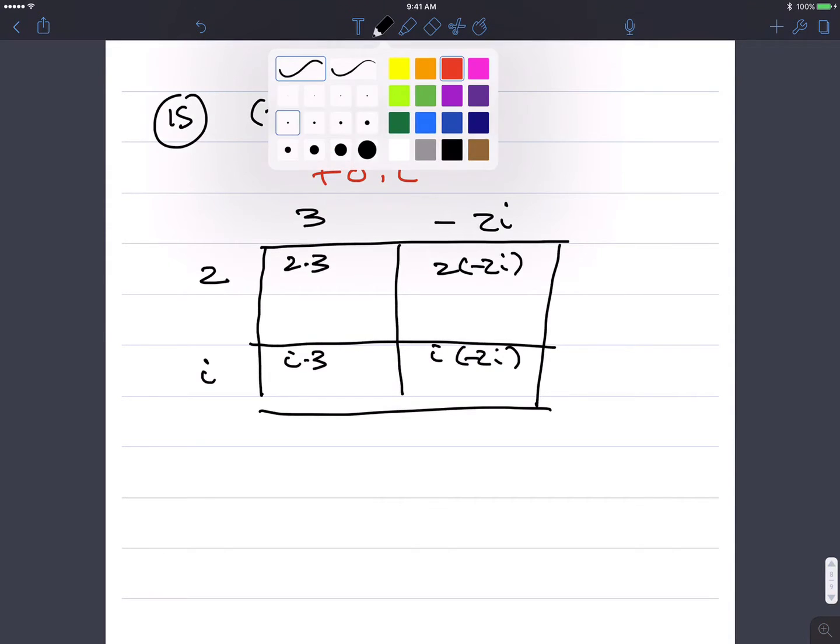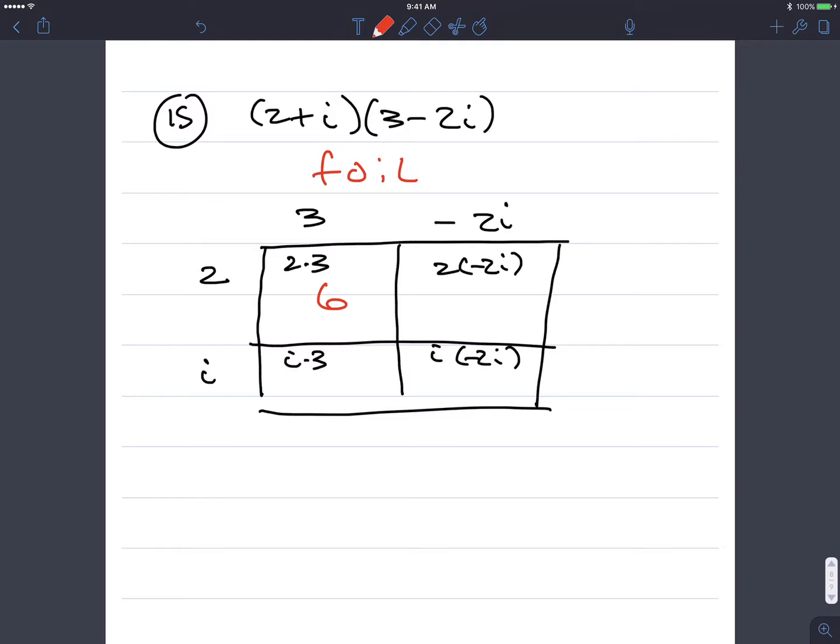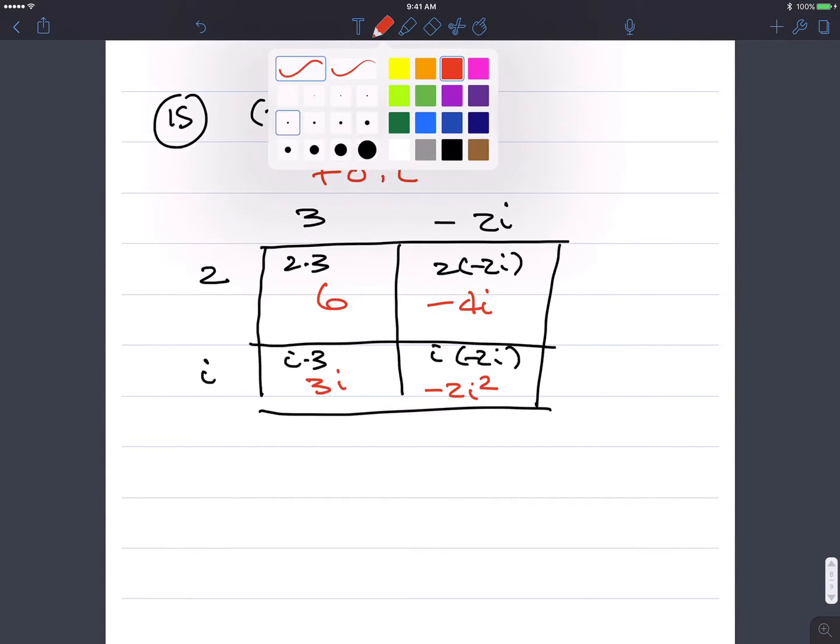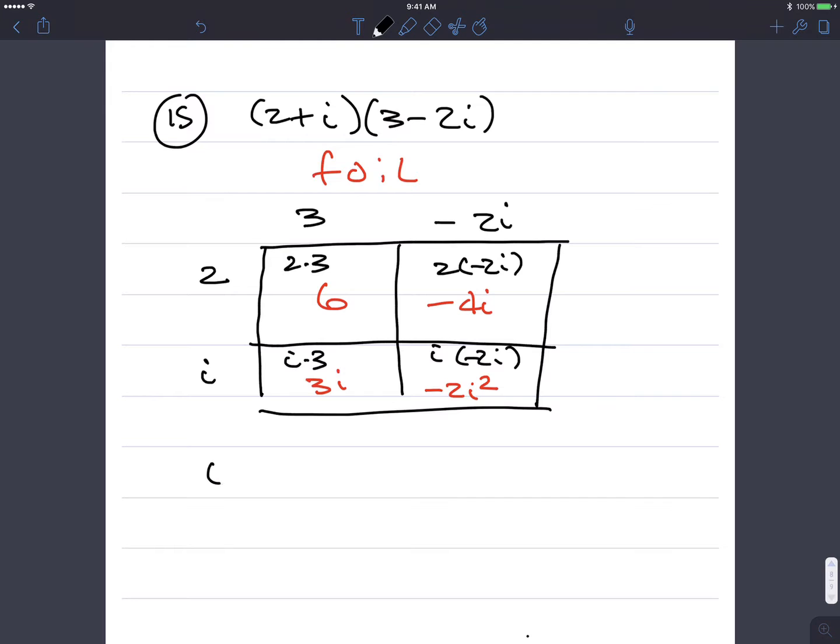Now 2 times 3 we know is 6. 2 times negative 2i is negative 4i. We write this as 3i, and we have a negative 2i squared. Okay, let's bring down the terms. 6 minus 4i plus 3i minus 2i squared. i squared has a value of negative 1.